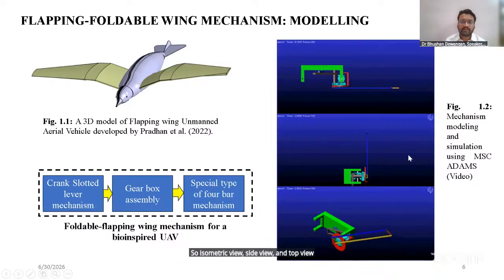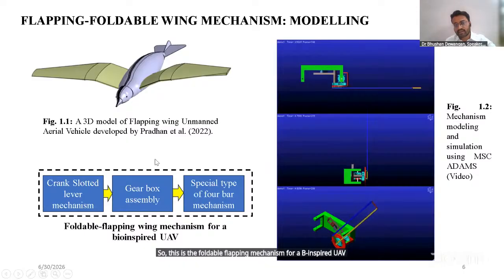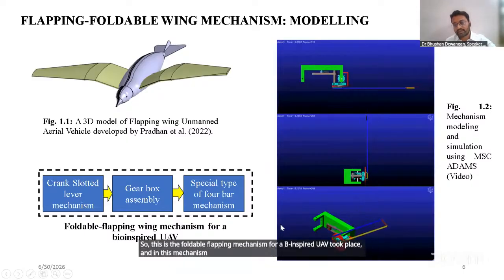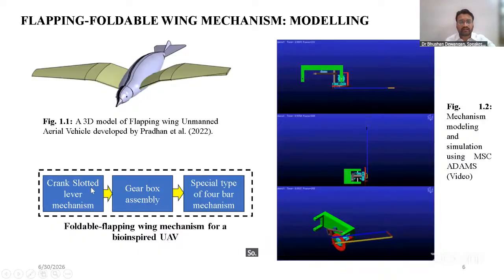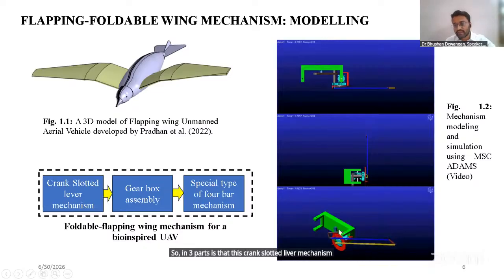So here in the mechanism, I will tell you briefly about it. This is the foldable flapping wing mechanism for a bio-inspired UAV. I took this, and in this mechanism, I broke it into 3 parts. The first part is this crank slotted lever mechanism. Here you can see this crank is rotating, and this slotted lever is moving through this slider.